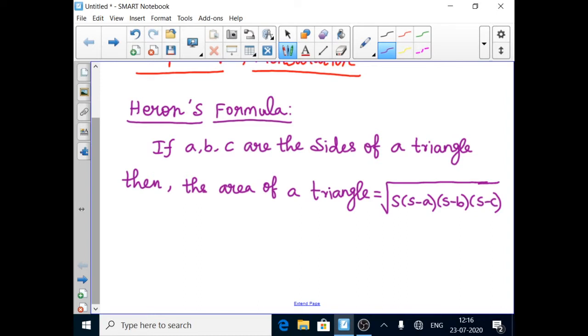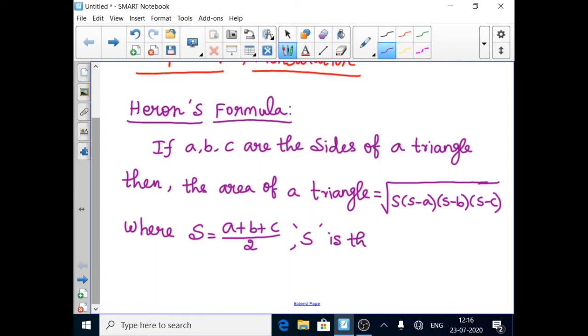Already we told that a, b, c are the sides of the triangle. That means what about the s? s is the semi-perimeter, where s is equal to, how to find? We can use a plus b plus c divided by 2. If you add all the sides and divide by 2, it is called s. The s is called the semi-perimeter.